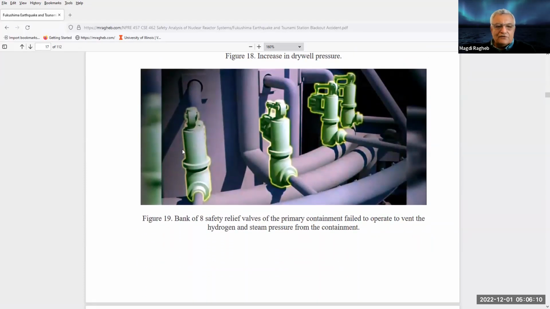This is the position of the steam relief valves in the containment structure. They all failed to operate to vent the hydrogen and steam pressure from the containment. That was a flaw in the design.